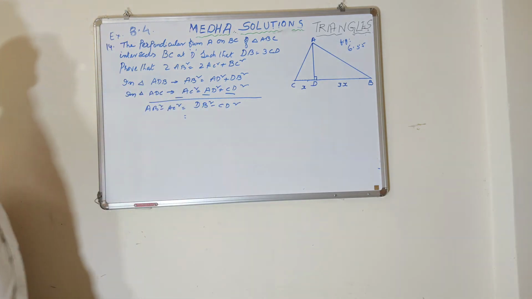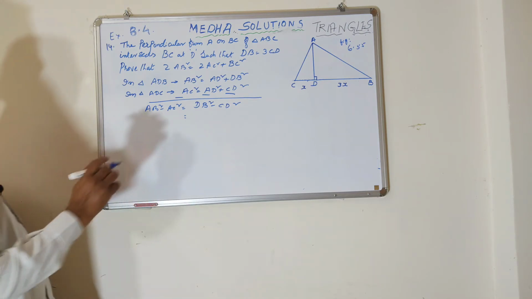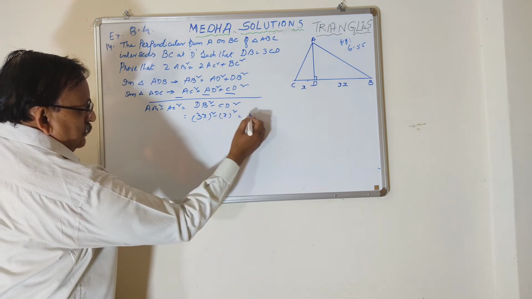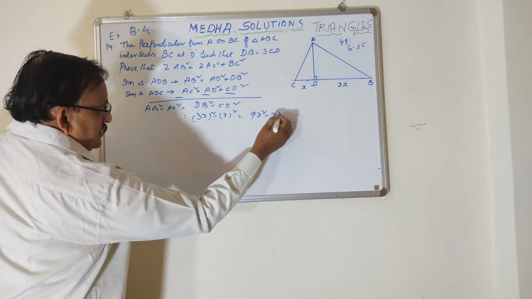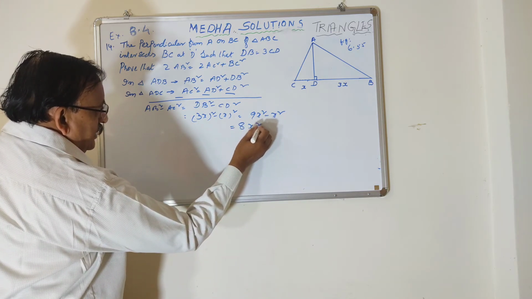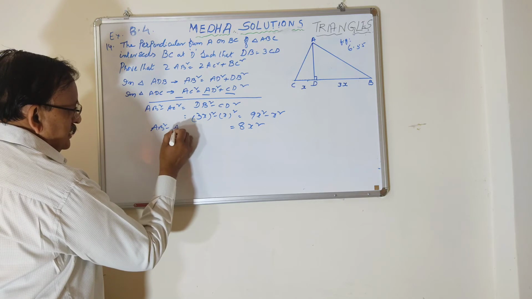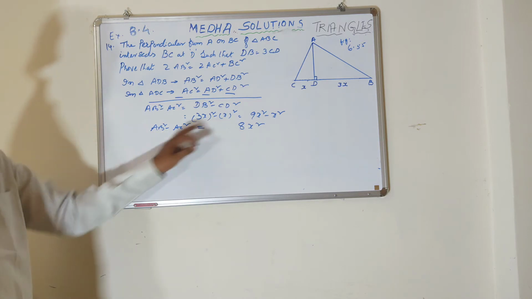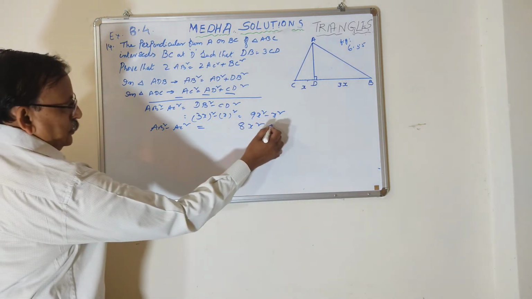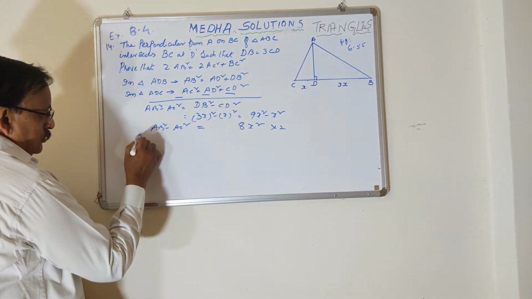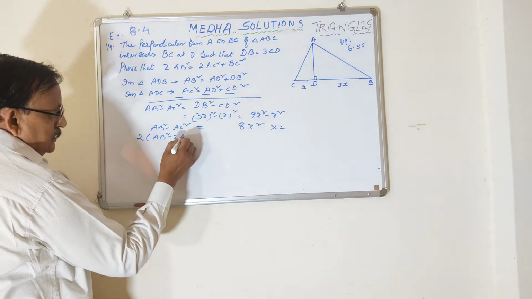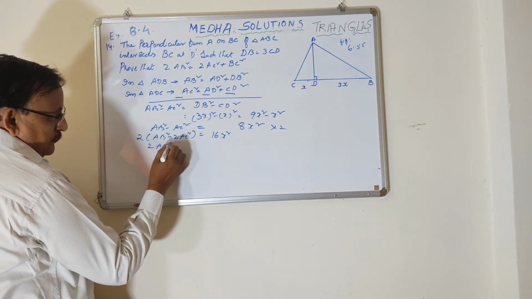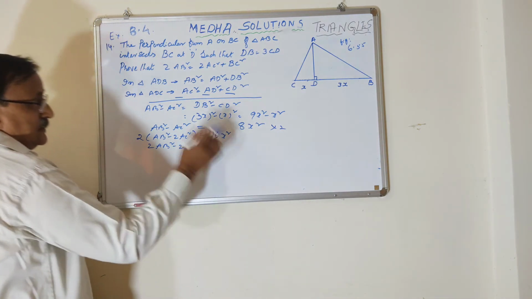Now we took DB is equal to 3x. This is our assumption. So 3x whole square minus x whole square is equal to 9x square minus x square, that is equal to 8x square. So AB square minus AC square is equal to 8x square. Now I am multiplying both sides by 2: 2AB square minus 2AC square is equal to 16x square.